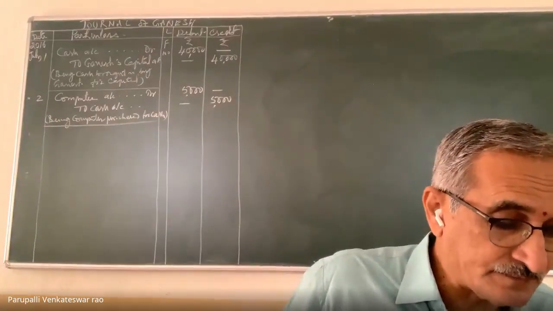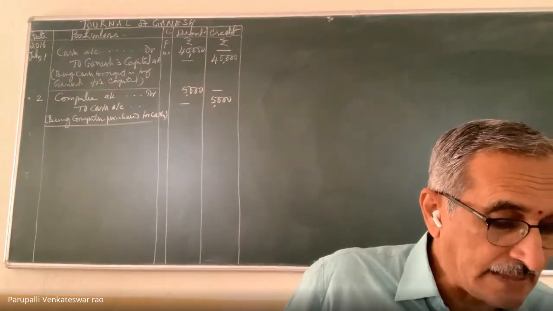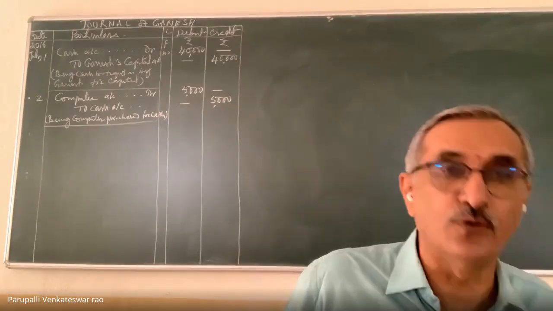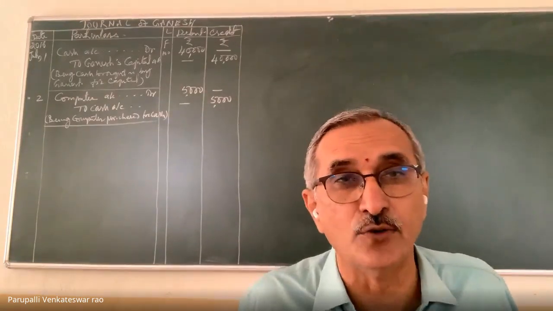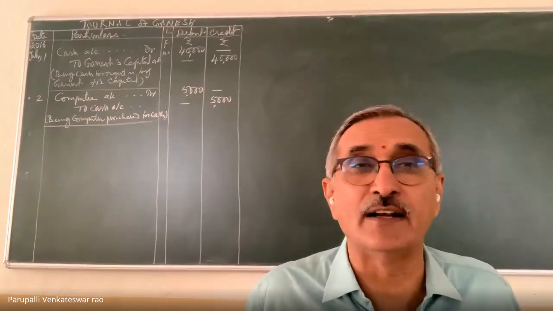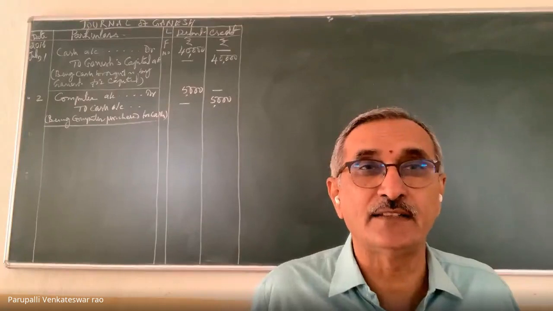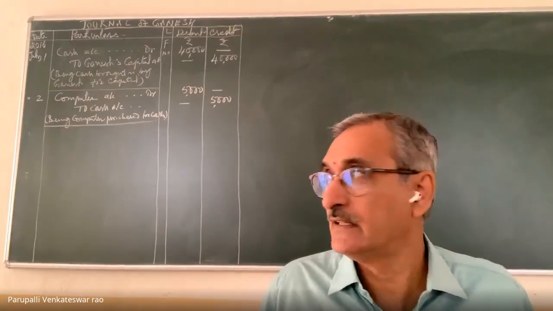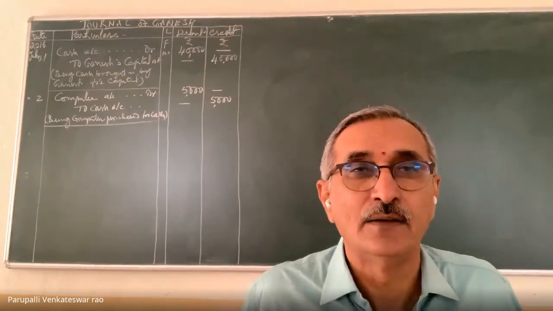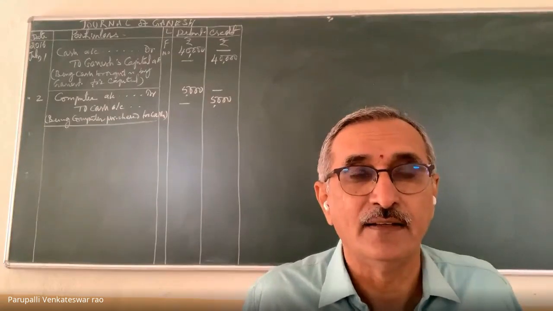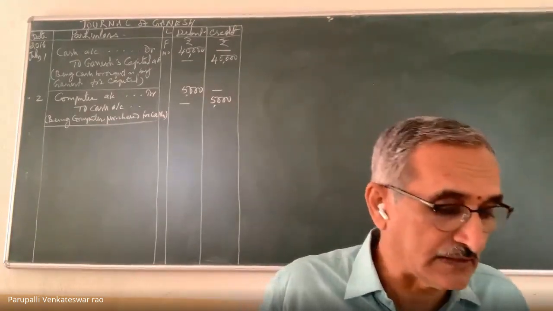Next one, 9th. It happened on 9th. What happened? Purchased goods 2,000. No supplier name is mentioned. One student got it out, sir: how is cash not given? Goods purchased always implies payment is made when the supplier name is not given. It is a cash purchase.